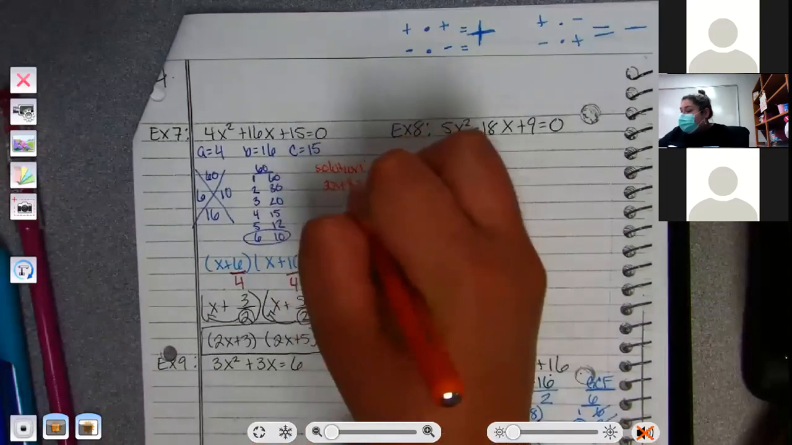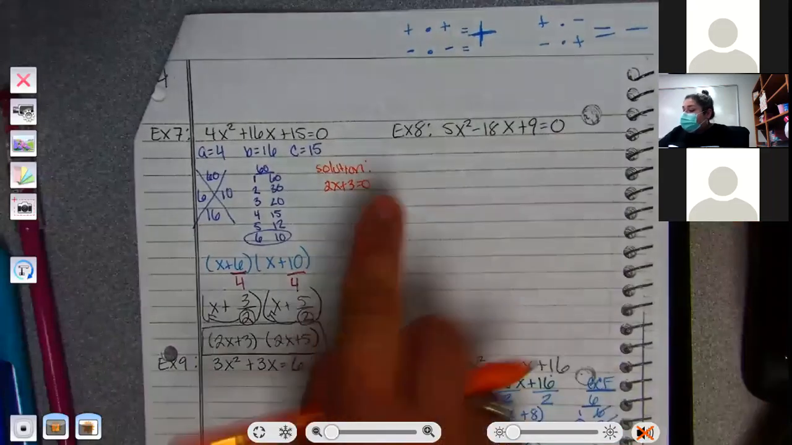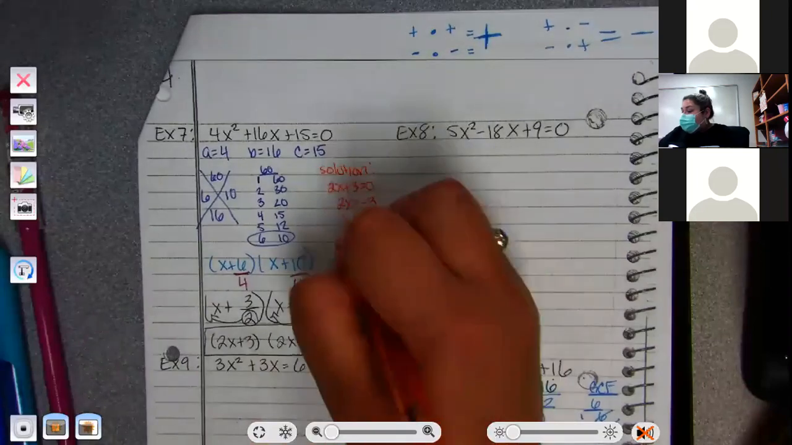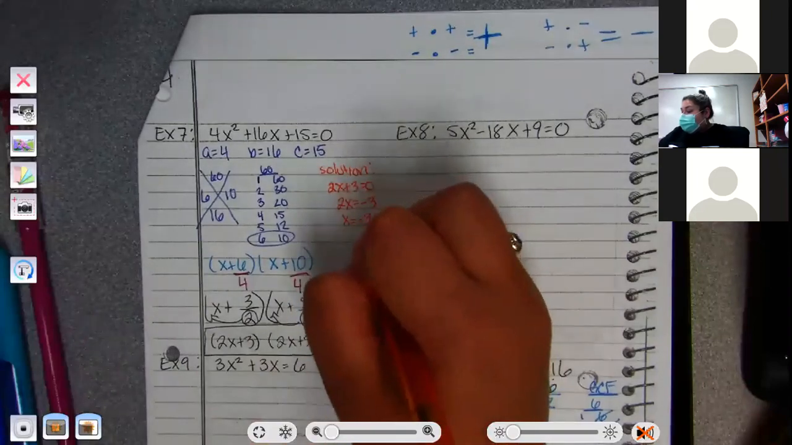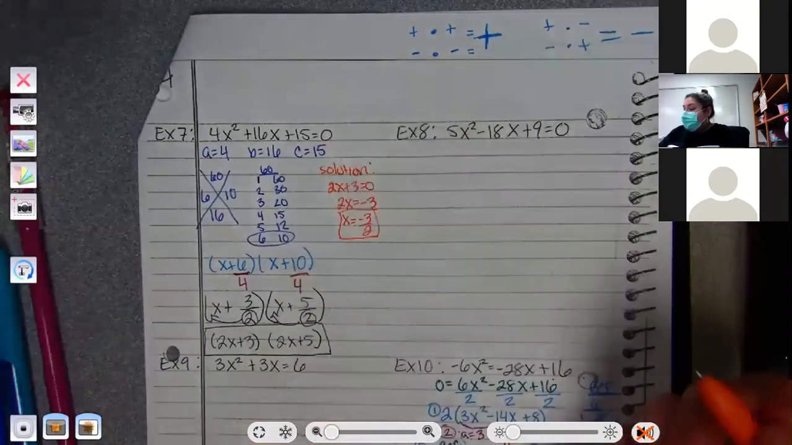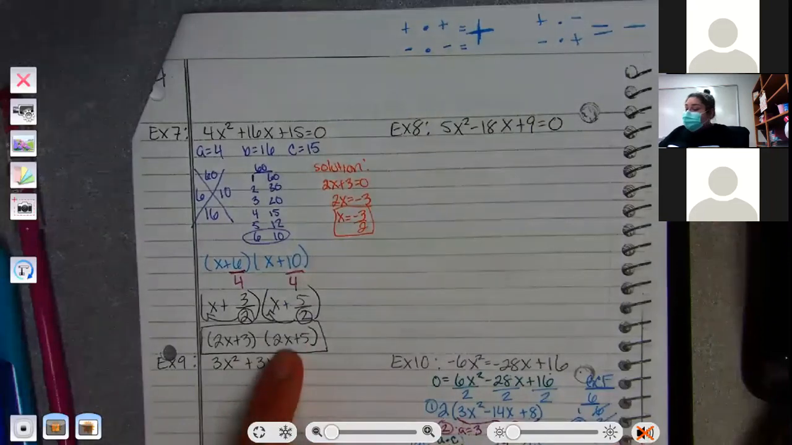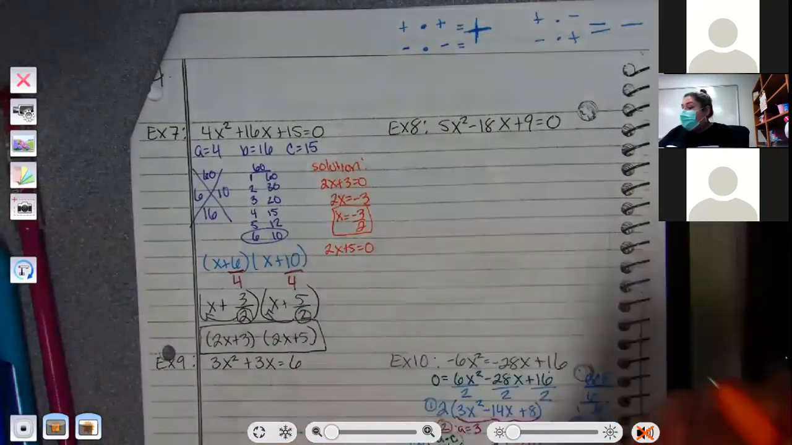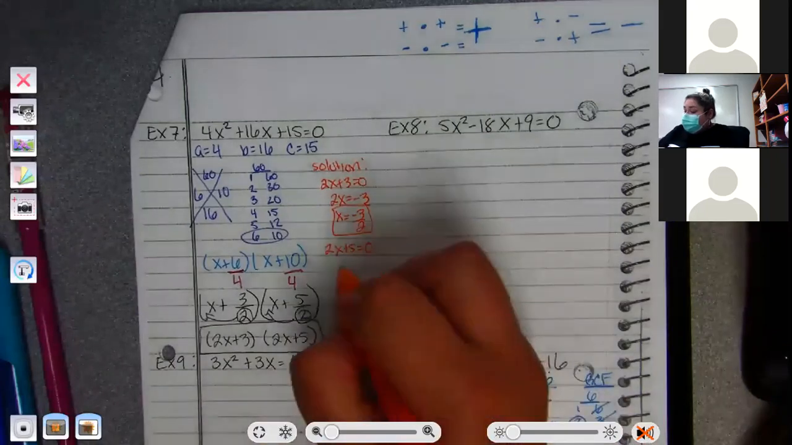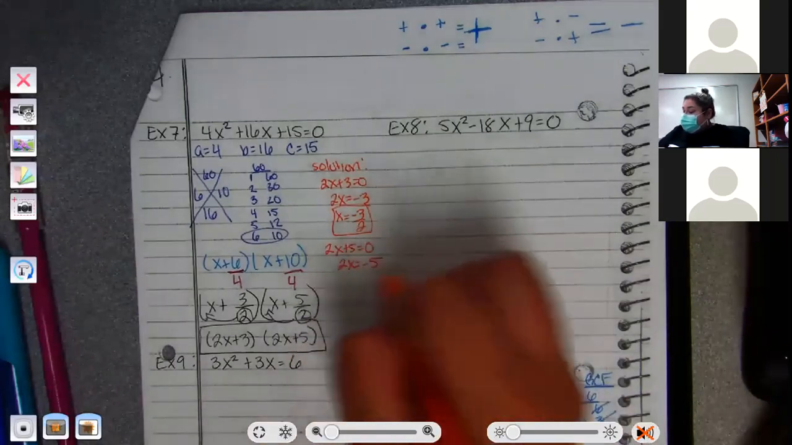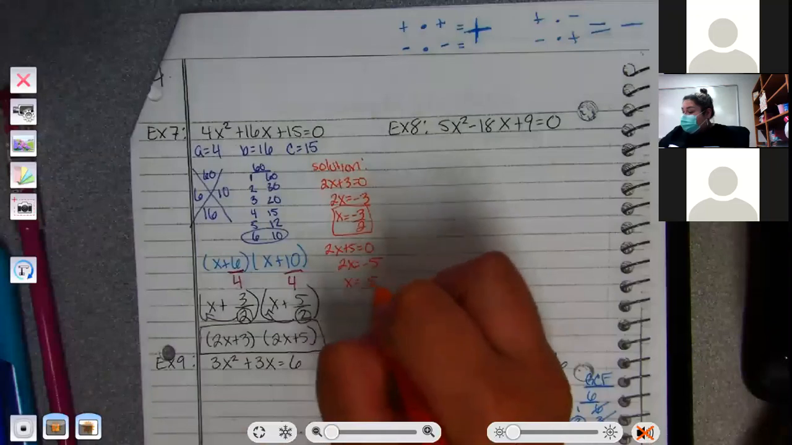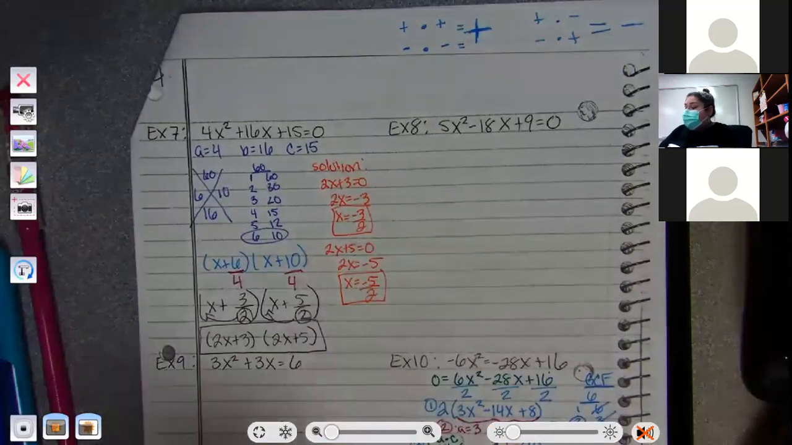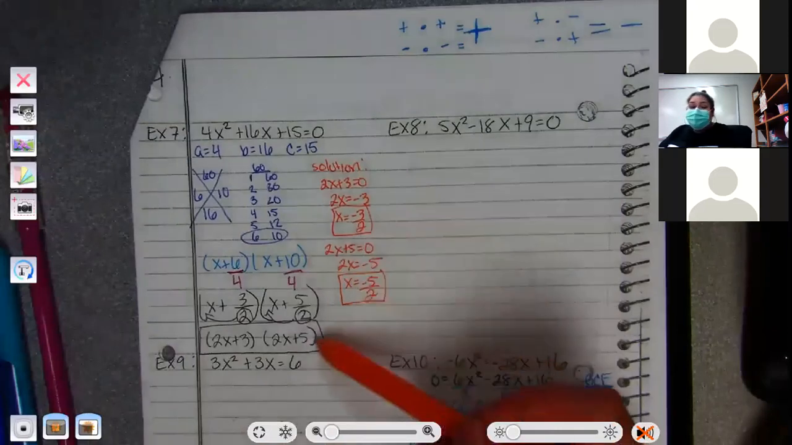So to find my solutions, we're just gonna use zero product property, and we're gonna do 2x plus 3 set equal to 0. Subtract 3 from both sides, 2x equals negative 3, divided by 2, x equals negative 3 over 2. Now we're gonna do the other one, 2x plus 5, set it equal to 0. Subtract 5 from both sides, 2x equals negative 5, divided by 2, x equals negative 5 over 2. So these are both your x-intercepts, and this is your intercept form.